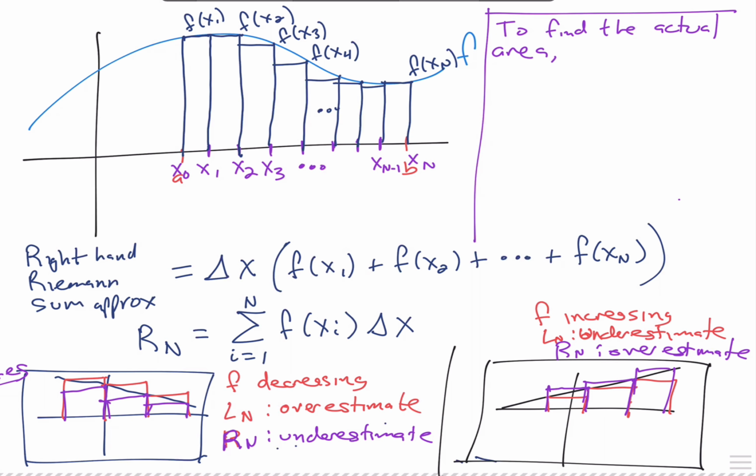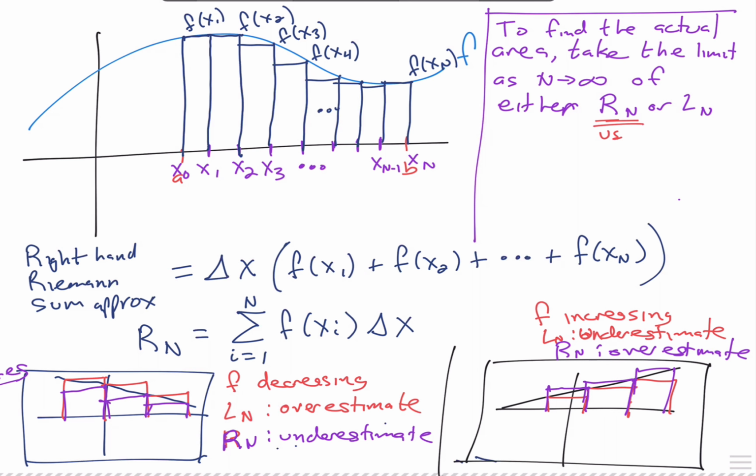So that's the idea: to find the actual area, take the limit as n goes to infinity of either the right or the left. It doesn't really matter. When we do it by hand, we're going to use this one, and I'll show you why in a minute. It's a little bit more practical.